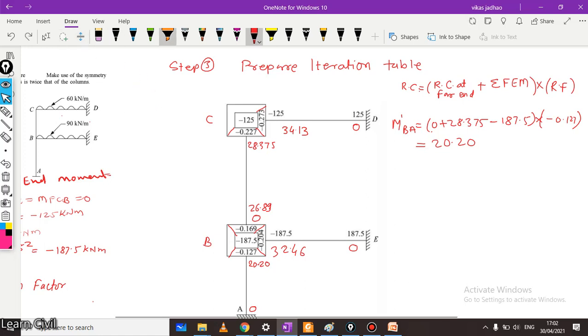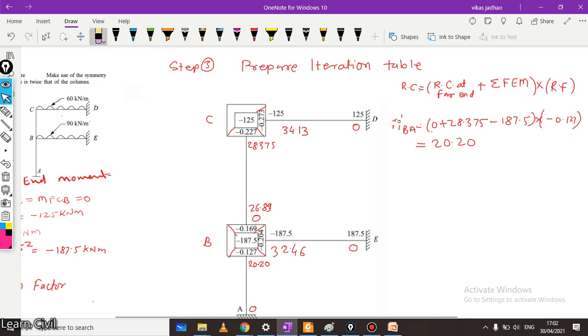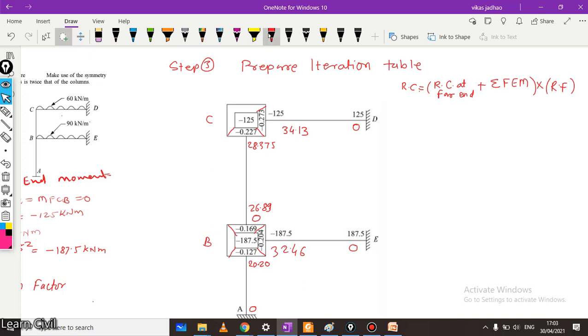Okay, for the next cycle, again go to this joint C.